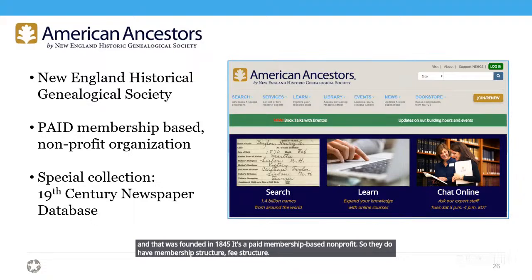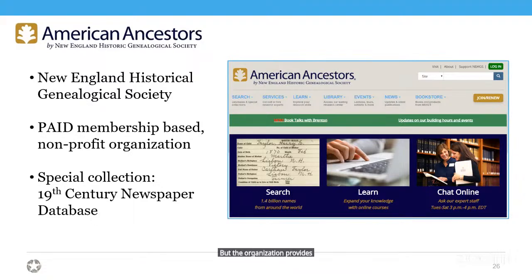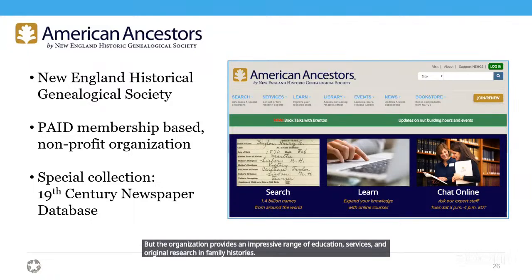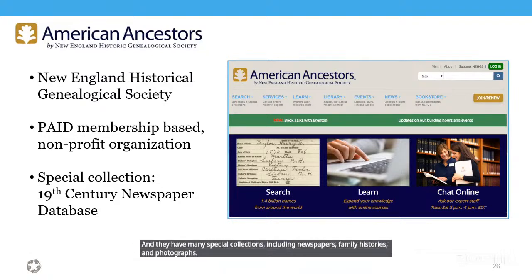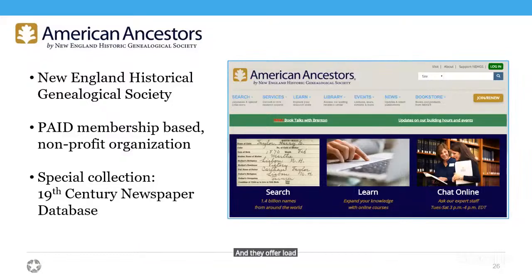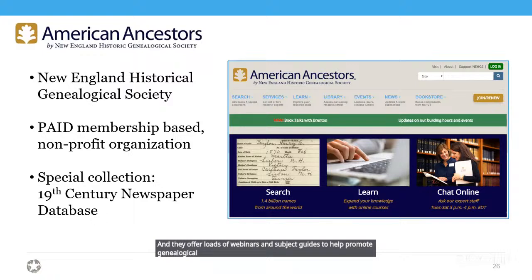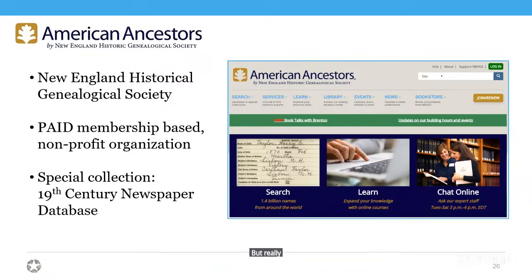But the organization provides an impressive range of education, services, and original research in family histories. And they have many special collections, including newspapers, family histories, and photographs. And they offer loads of webinars and subject guides to help promote genealogical research, the usual thing you would imagine. But what's really interesting is that they have a special collection of the 19th century newspaper database.